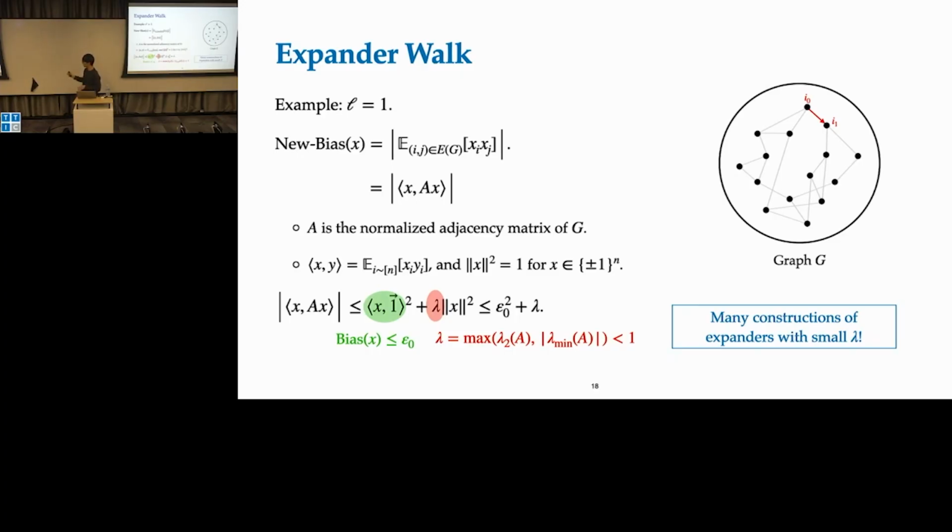So there's a trade-off between lambda and the degree. But the takeaway is that we can choose lambda to be small, and then this gives us epsilon naught squared.